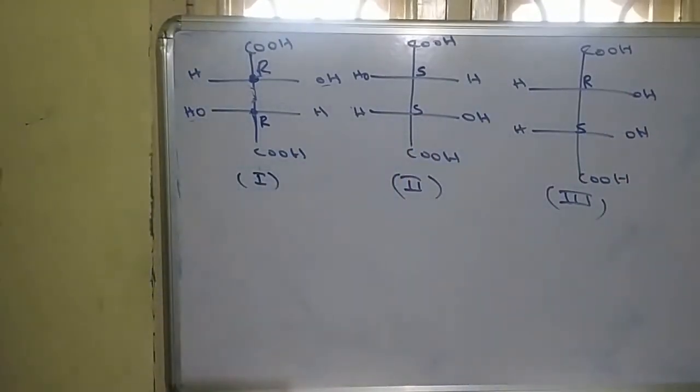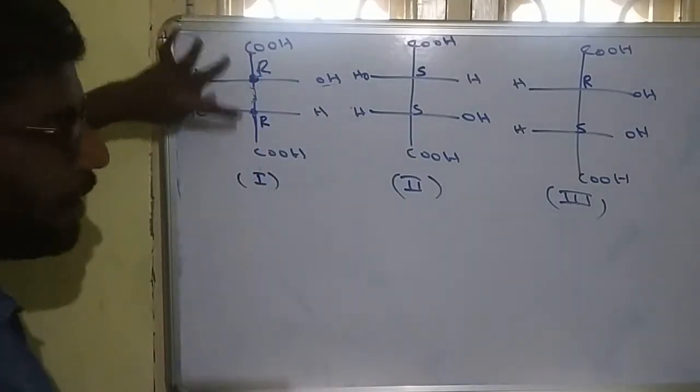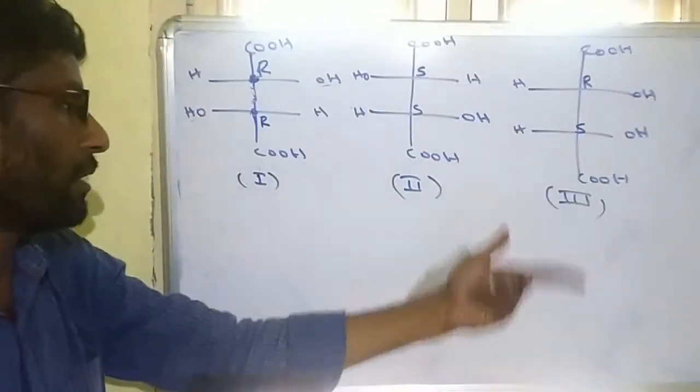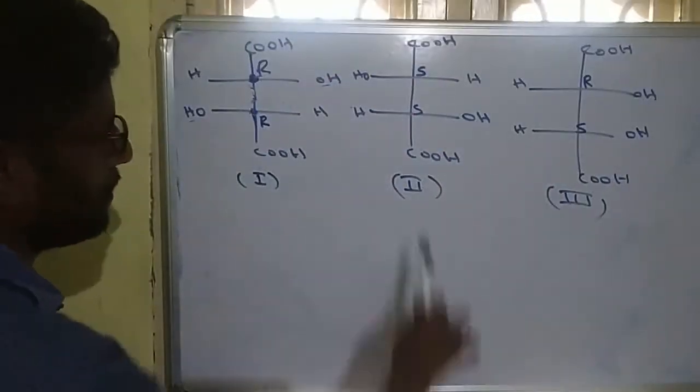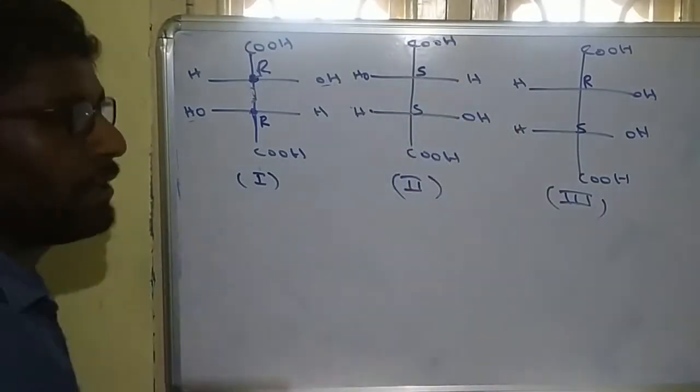Now see this, in these three molecules, the first molecule is only R. Both are R. That means the total molecule is an optical isomer. R will rotate clockwise. And this total is S. That means it is also an optical isomer. It will rotate to the left side.